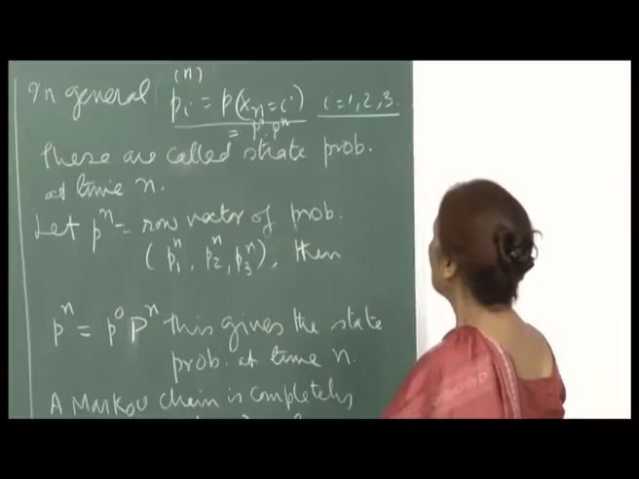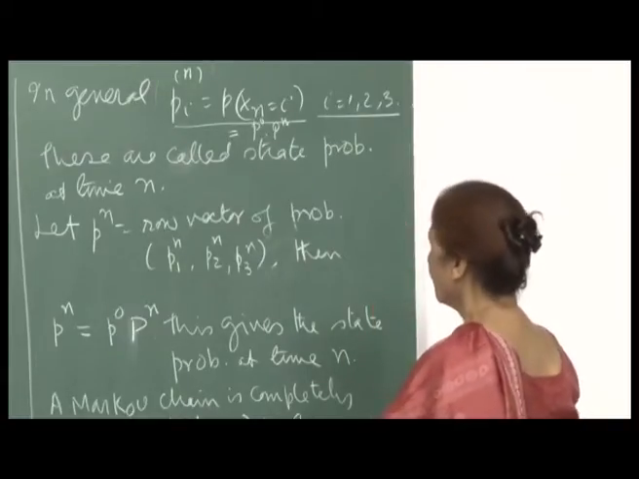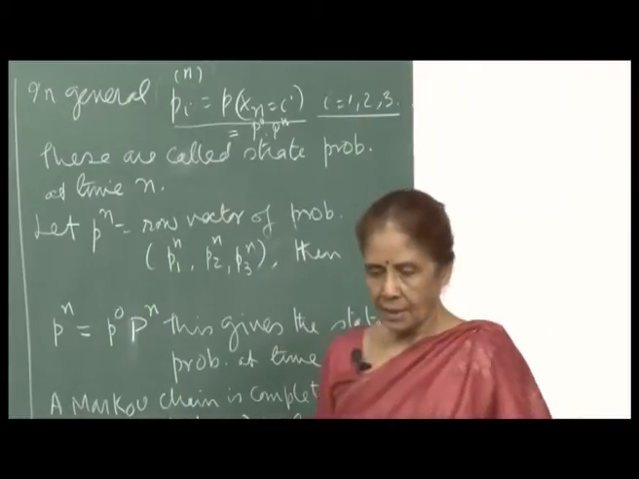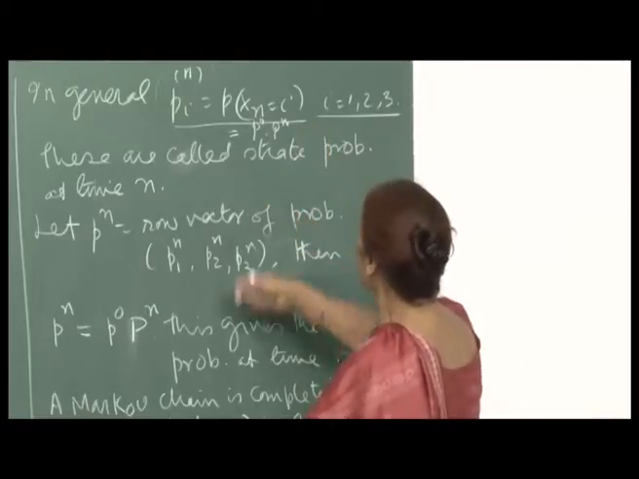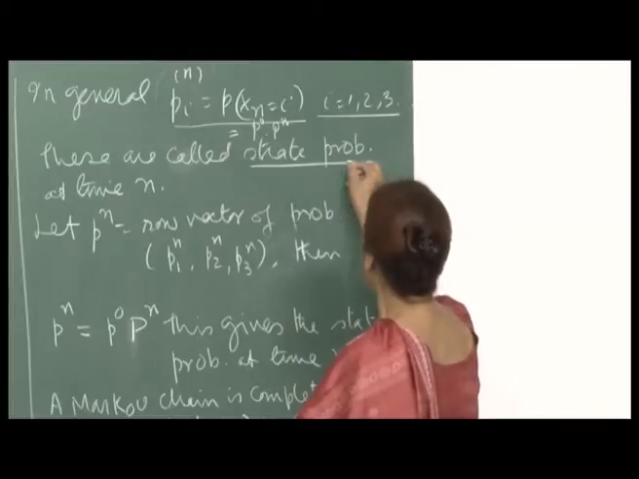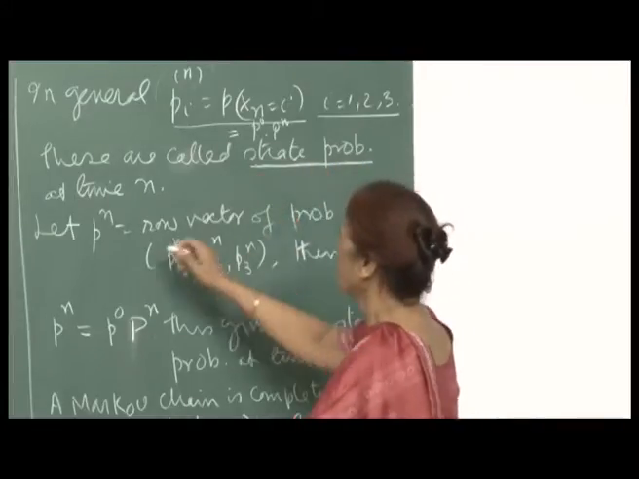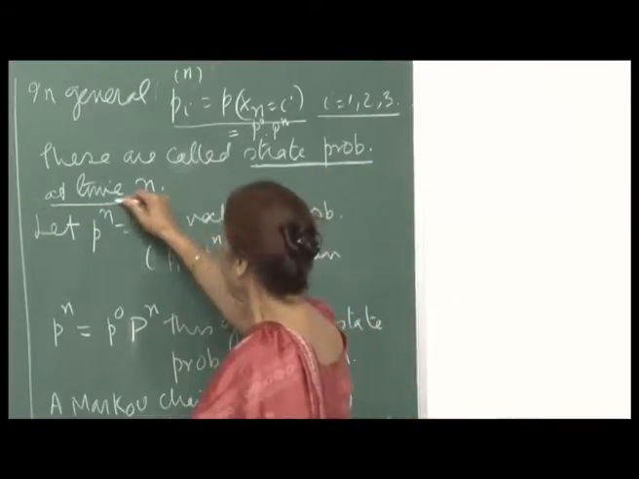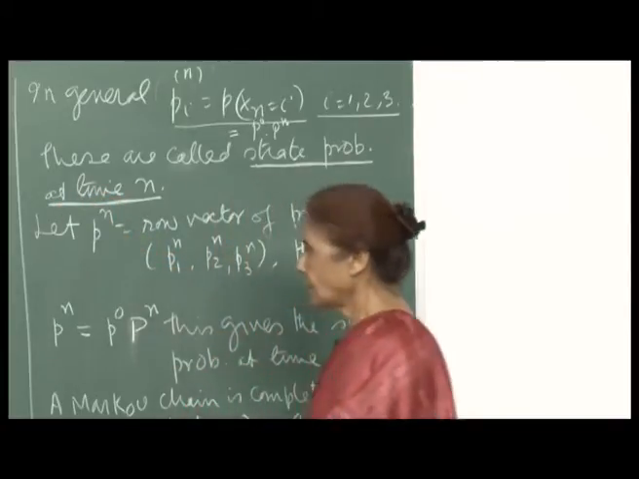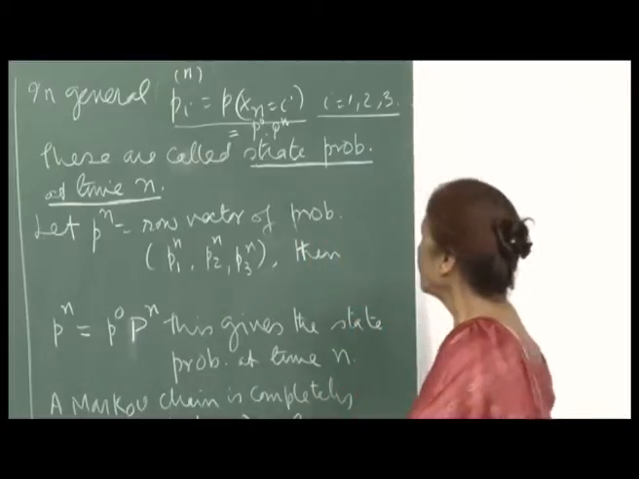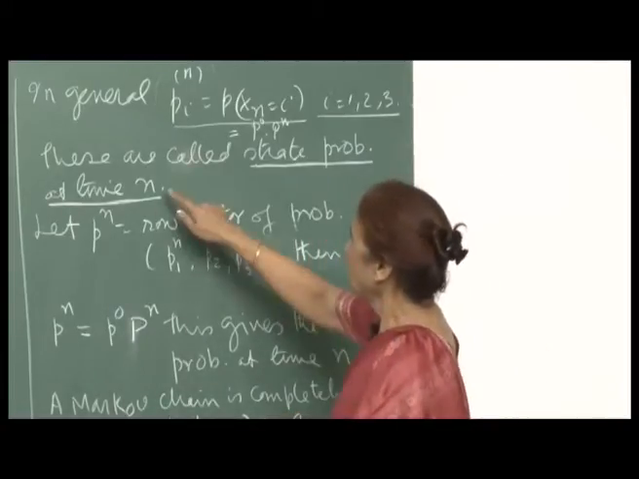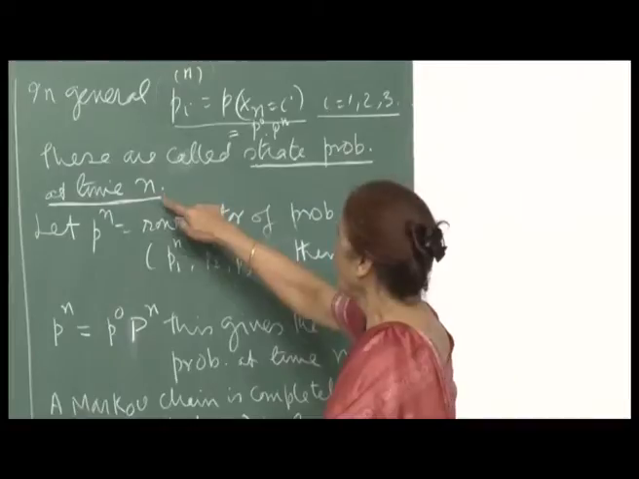Yeah. So, when you want the probabilities of the system being in a particular state at time period n, this is the formula, and these are called the state probabilities at time n. This is important. Now we have the transition probabilities for any time period, and we also have the state probabilities for any time period n.